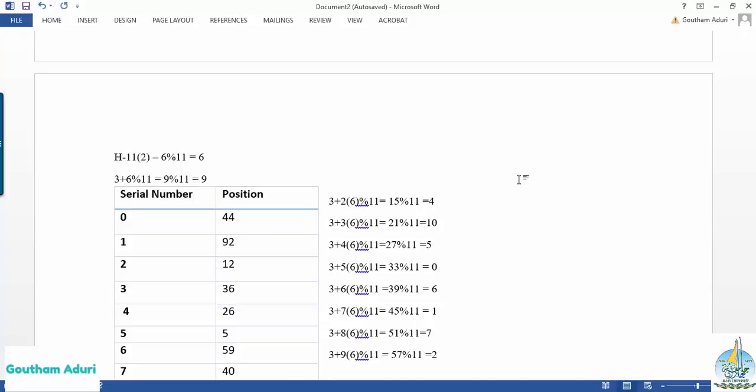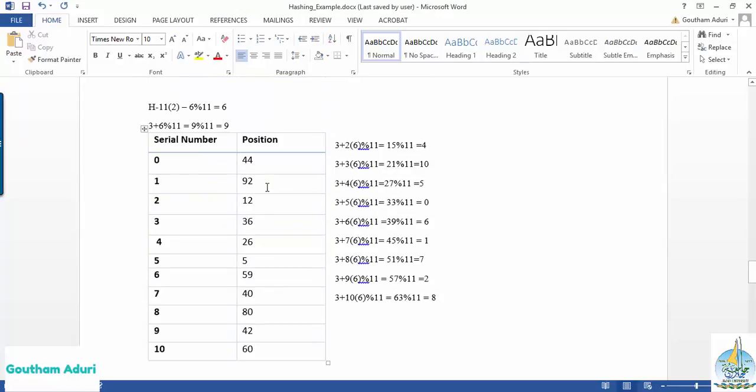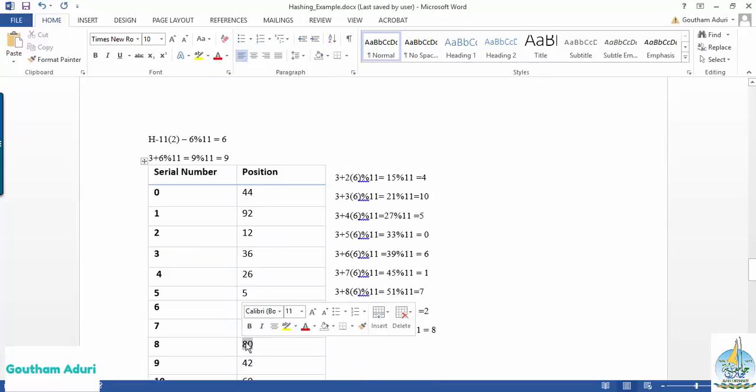3 plus, so after 9 we have to go to 10, so primary hash function 3 plus secondary hash function 10 h2, so 10 into h2, which is 6, then mod 11, so it's nothing but 60, 63 mod 11, so it's going to give you 8. So what is the number? 80. 80 is going to come in the 8th position.